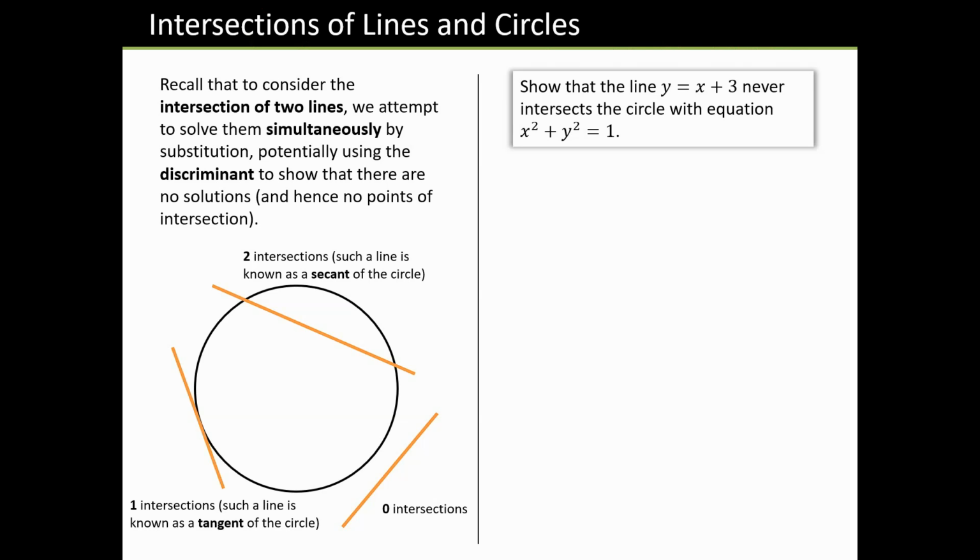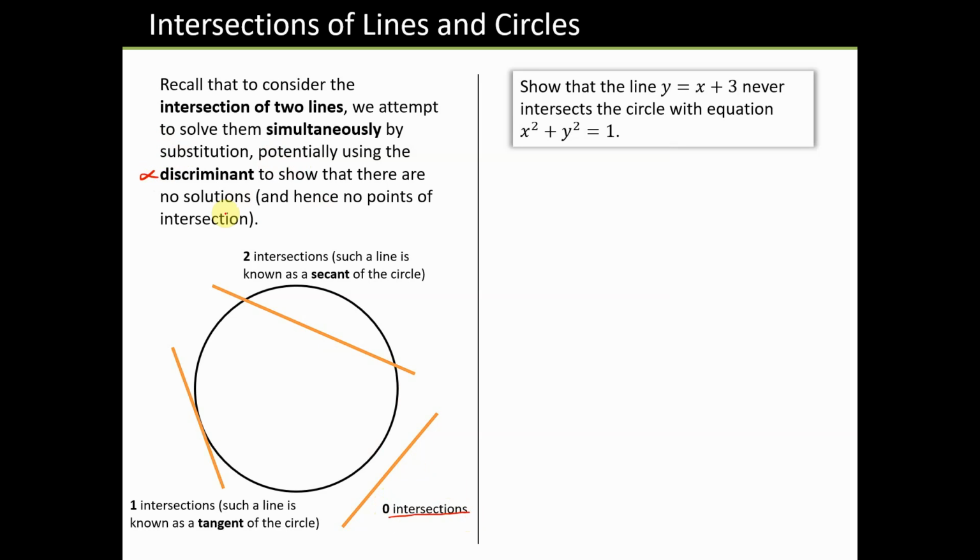But it's a really important skill as well to have things with lines and circles. And basically, like I've just said, to consider when lines intersect, we first will look at kind of substitution and simultaneous equations. If you're trying to show that it doesn't intersect or has no intersections, then you won't be able to solve them simultaneously. It will be impossible. They don't have solutions.